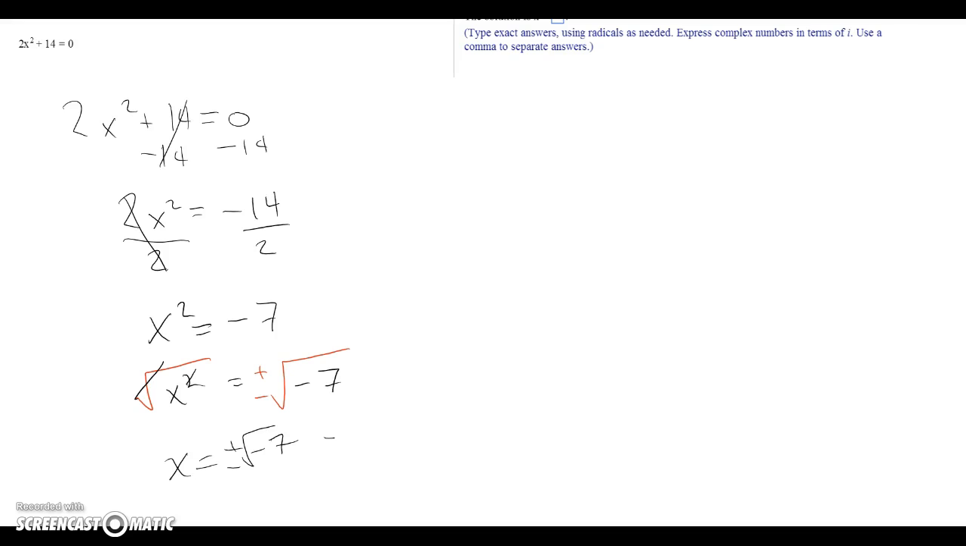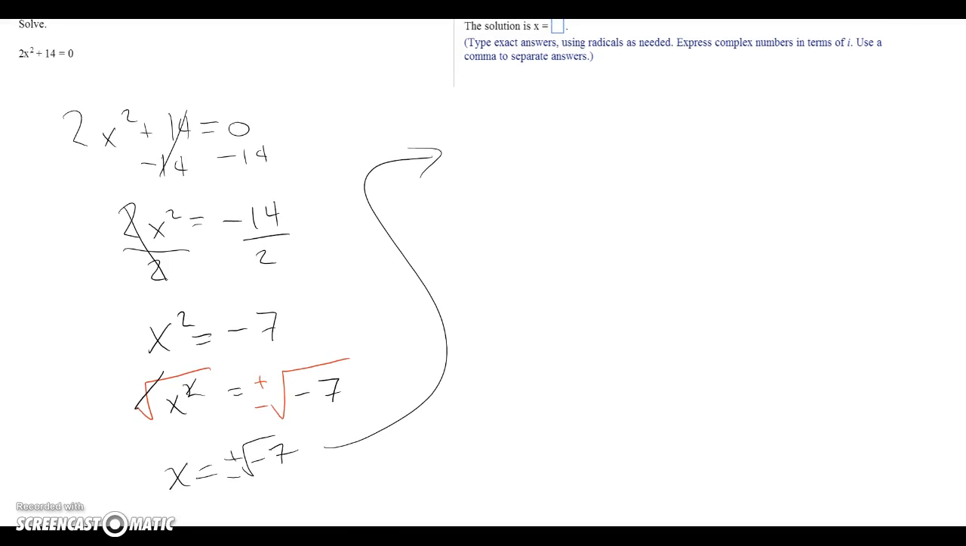Now we can't leave our answer like this. Take a look at how it says type exact answers, express complex numbers using i. You see we have a negative number underneath that square root, right? So what we need to do now is pull that negative out. Again, this is from section 3.1. Take a look at last week's notes or videos for section 3.1.